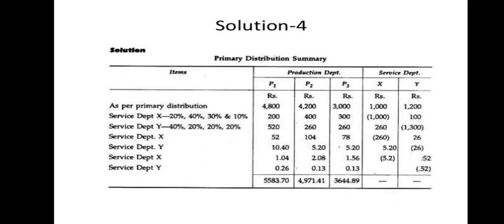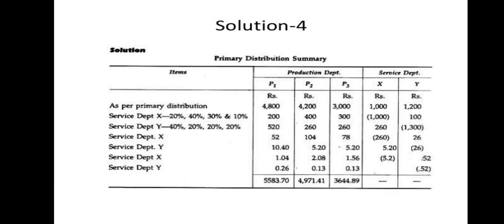For production department 2, 1,300 into 20 by 100, that will be 260. Next to production department 3, 1,300 into 20 by 100, that is 260. And service department X, 1,300 into 20 by 100, that is 260. Total 1,300 of service department Y is apportioned. Service department Y is 1,300, 1,200 original plus 100 from service department X, so it will be 1,300.